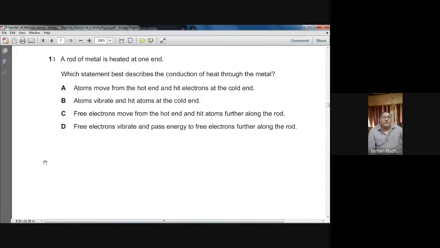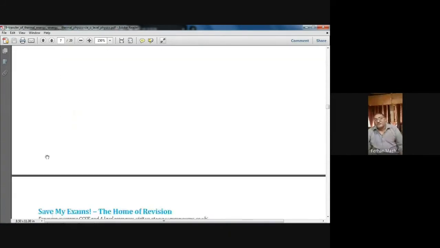Atoms move from the hot end and hit the electrons at the cold end. That's wrong. Atoms do not move in a metal. B, atoms vibrate and hit the atoms at the cold end. That is also wrong. C, free electrons move from the hot end and hit the atoms further along the rod. That is the right option. D, free electrons vibrate and pass energy to the free electrons further along the rod. That's wrong. The free electrons are not vibrating. They actually move around. So C is the best option. Question number 13, C is the best option.